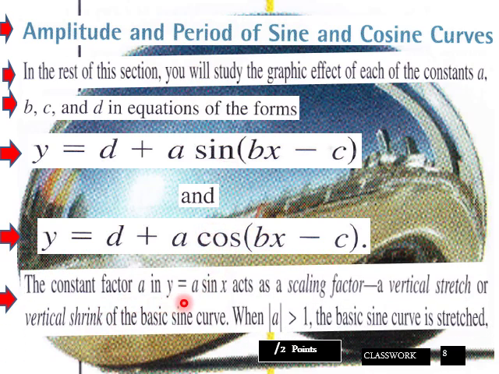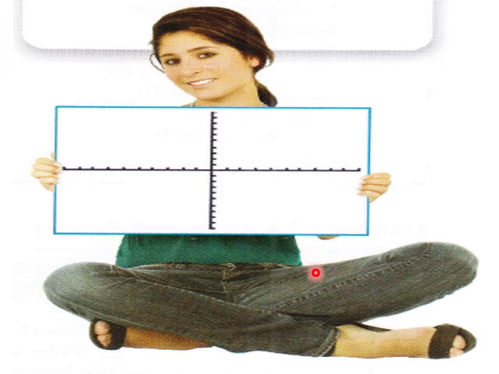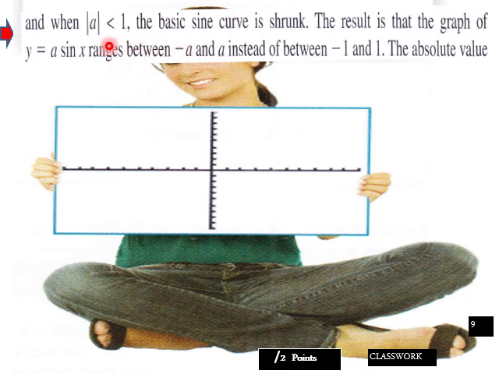The constant factor a in y equals a sine x acts as a scaling factor, meaning a vertical stretch or vertical shrink. So this determines your vertical, meaning your up and down. When a is greater than 1, the basic sine curve is stretched. It kind of stretches out your curves. When a is 1, it stays the same, and when a is less than 1, the basic sine curve is shrunk.